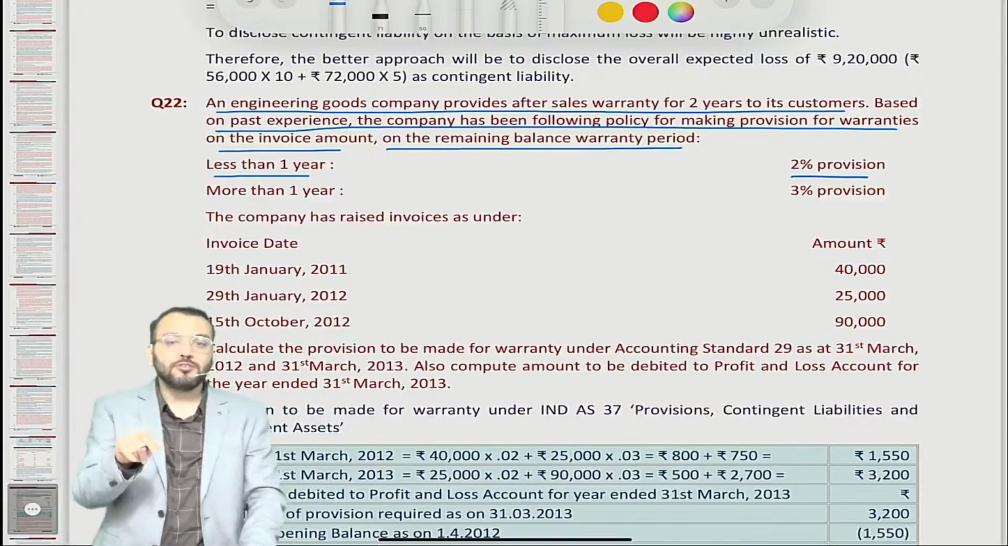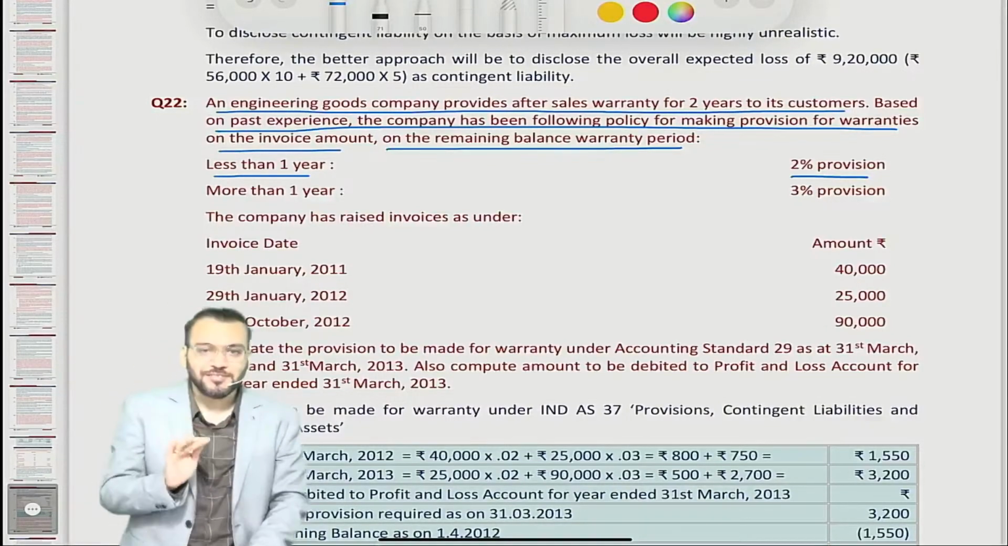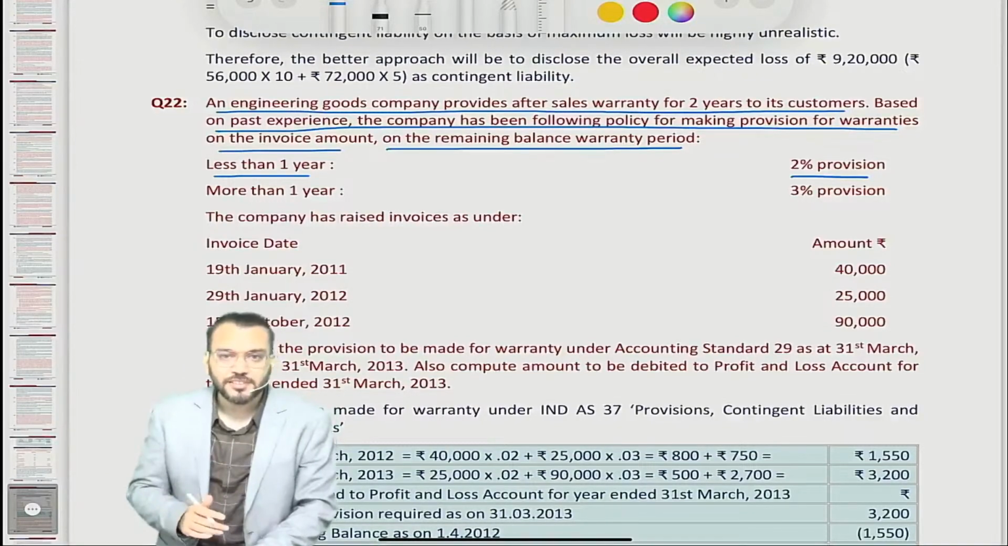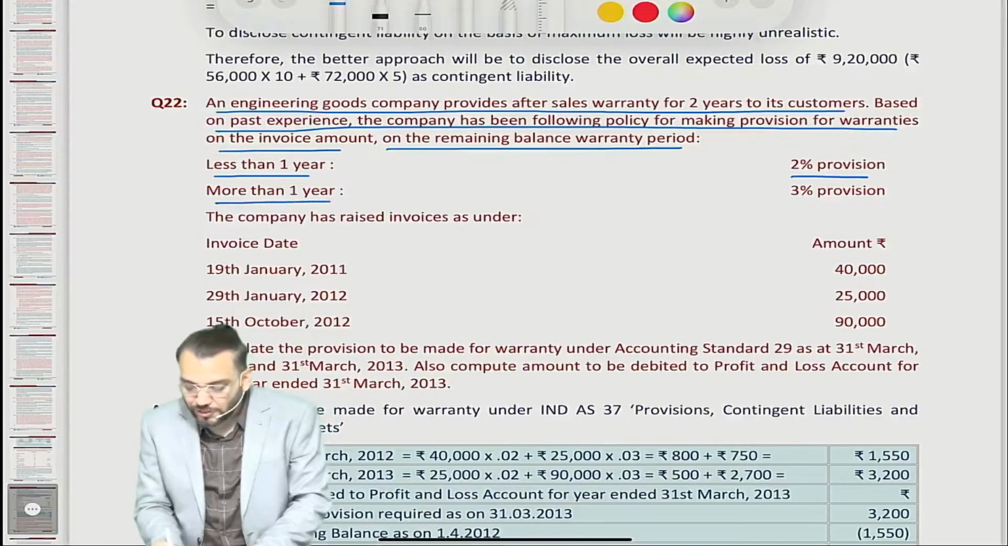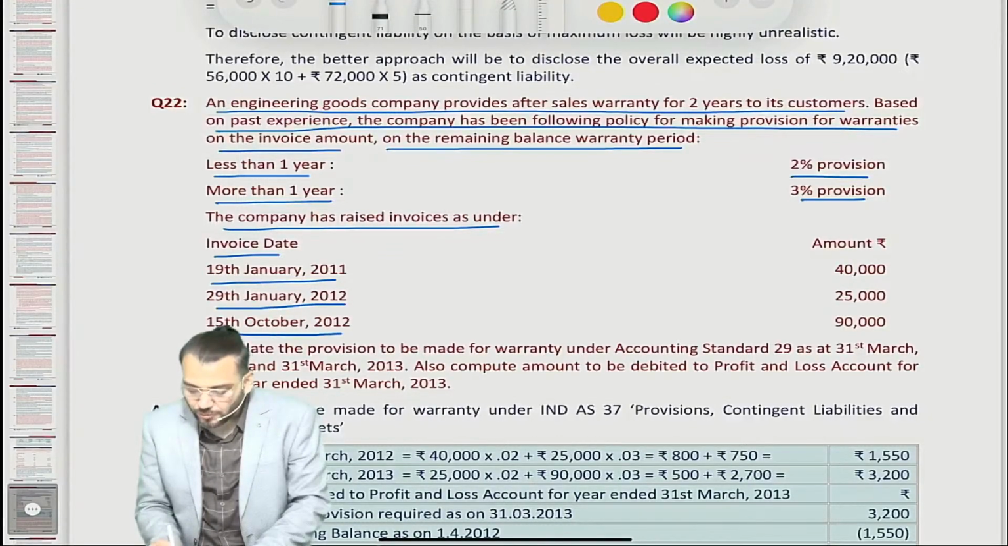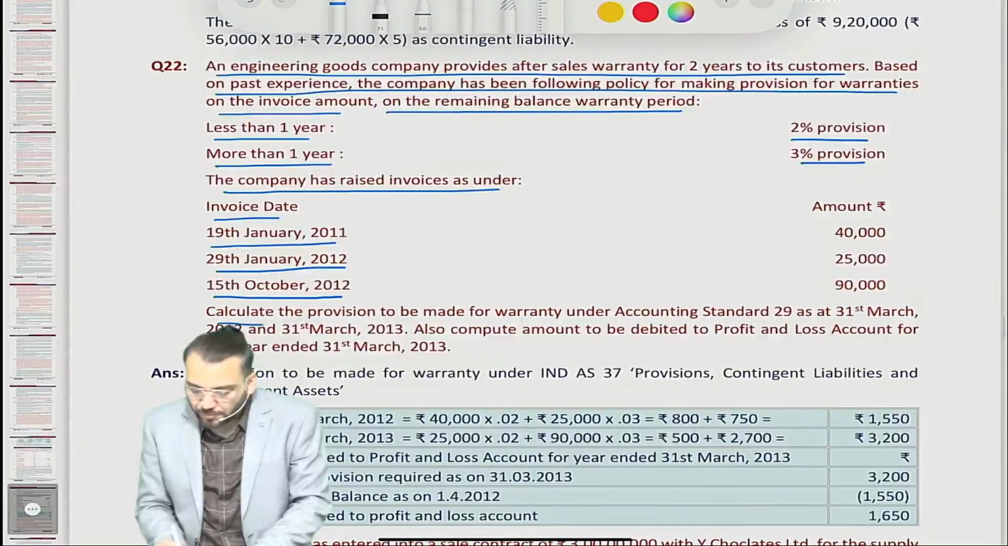Now you will ask me, so why 2%? That we need to ask management. This is the best estimate. So we'll respect the information given in the question. And more than 1 year, it is 3%. The company has raised invoices dated 19 Jan 2011, 29 Jan 2012, 15th October 2012. Calculate the provision to be made for warranty under AS 29.